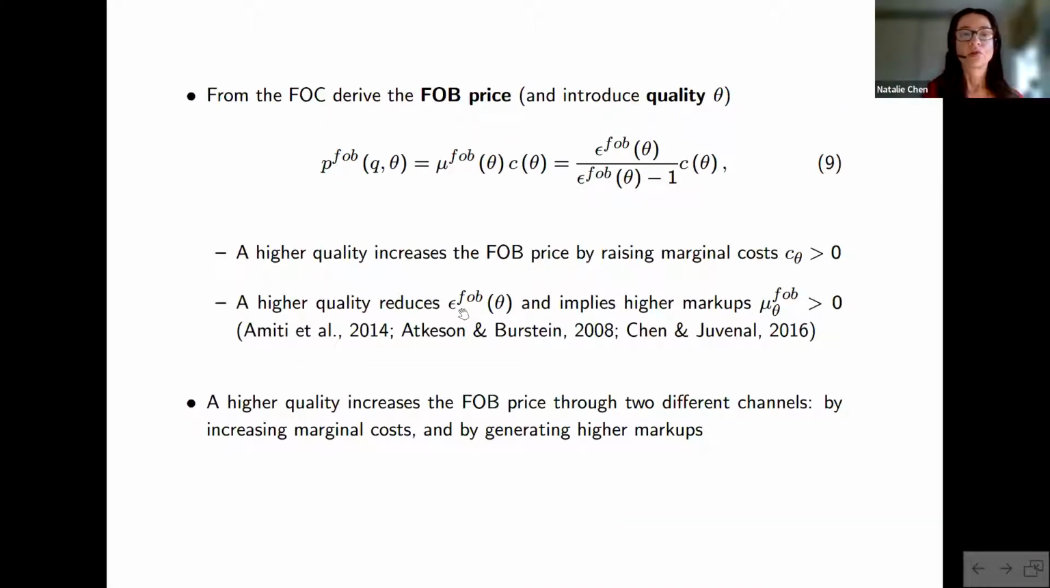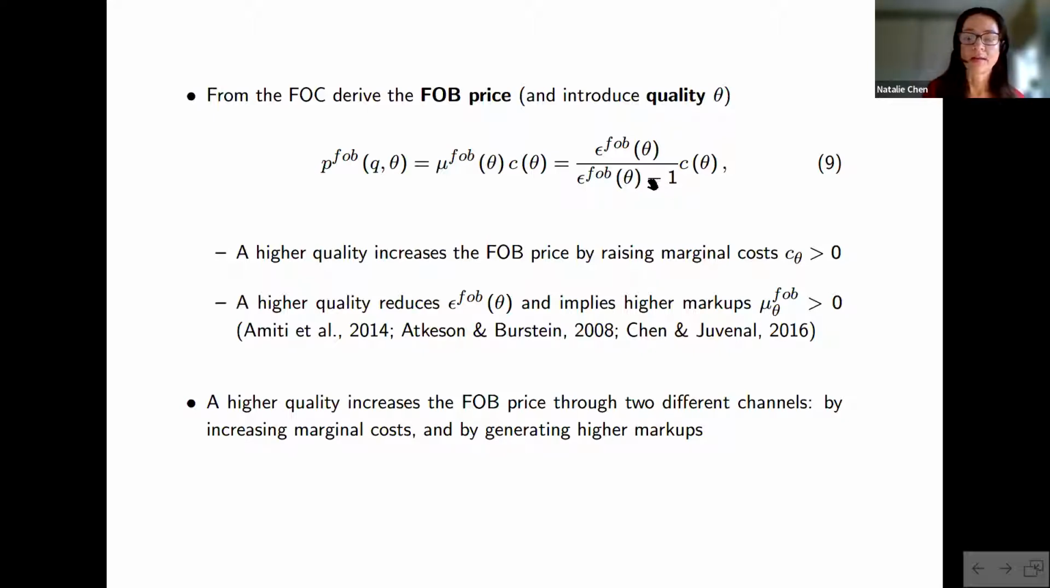So from the first order condition, we derive the FOB price or the export price, and we introduce a role for quality that we denote by theta. So the FOB price, the export price, we can show that it is simply a markup mu over the marginal cost, where the markup is simply the elasticity over the elasticity minus 1.